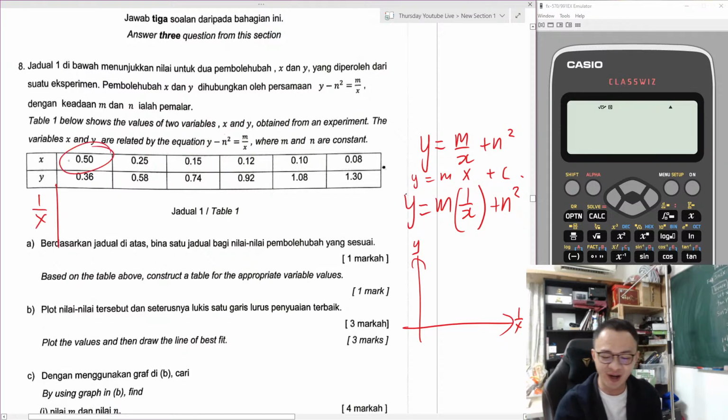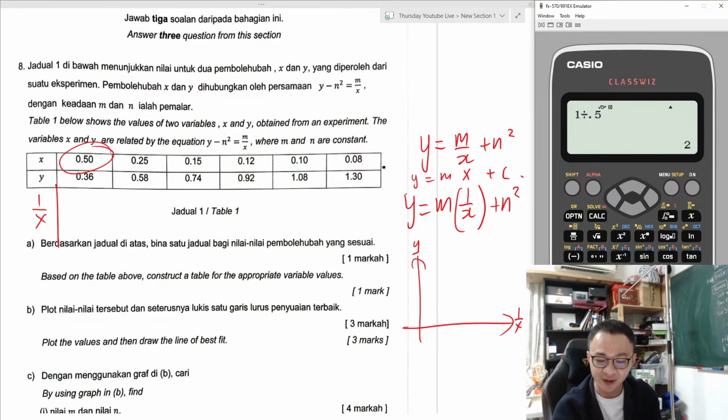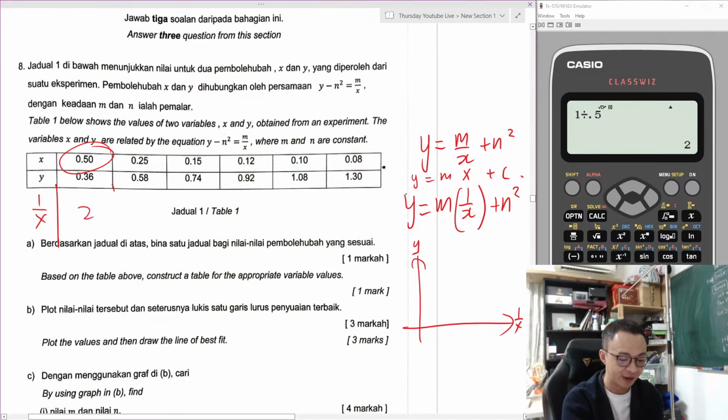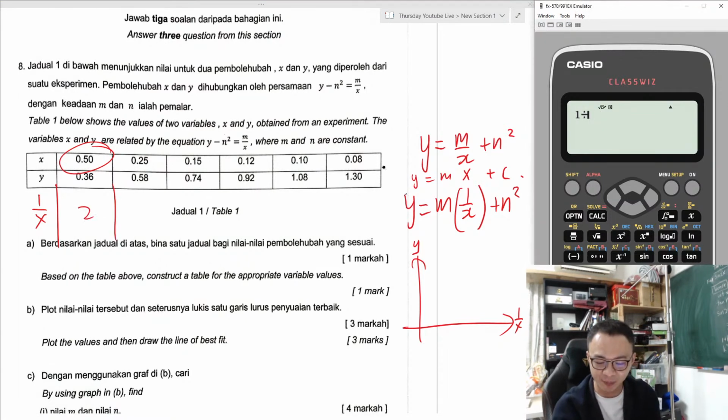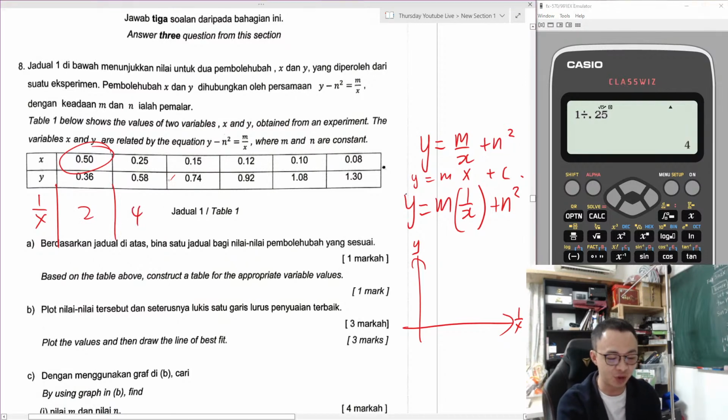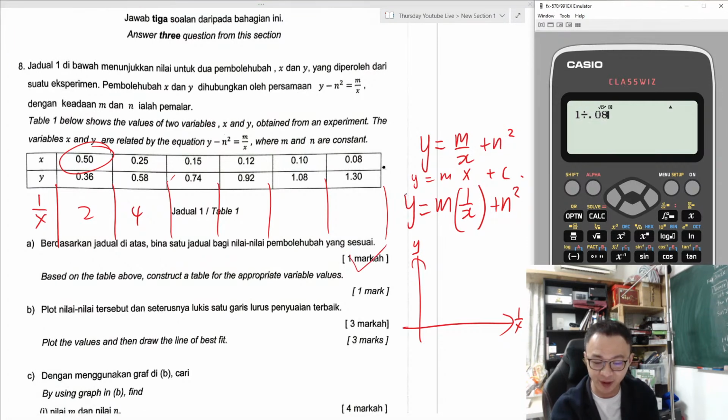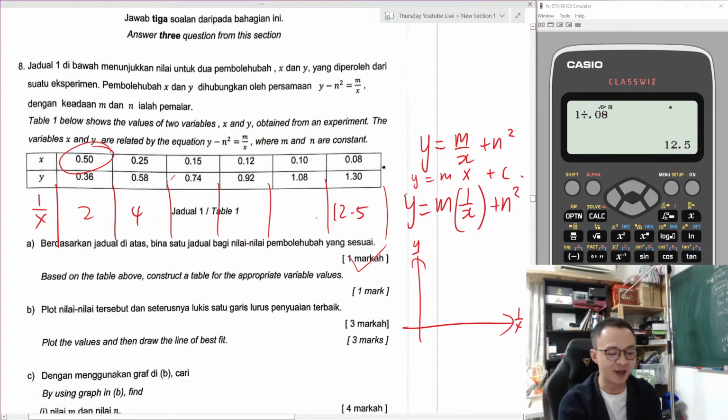The x value is 0.5, right? You do 1 divided by 0.5, then you get 2 for the first value. The next one is 1 divided by 0.25, then you will get 4 for the second one, and so on. You should find your own table here, and then you will definitely get your 1 bonus mark here. Like the last one is 1 divided by 0.08, which is 12.5 and so on. You find your own table.